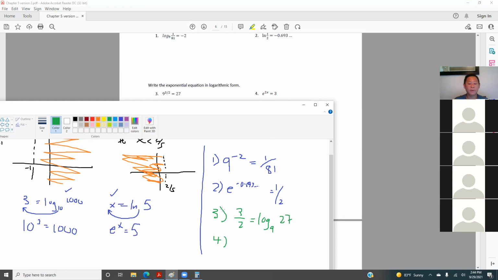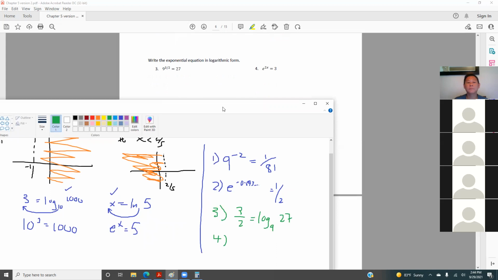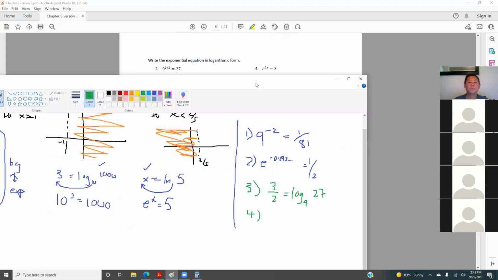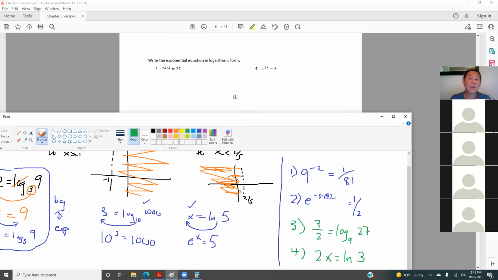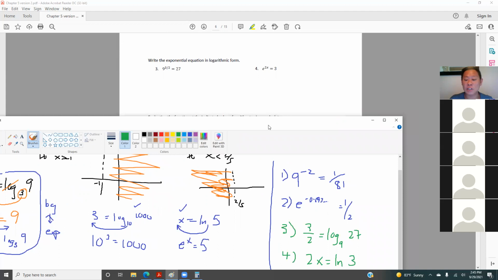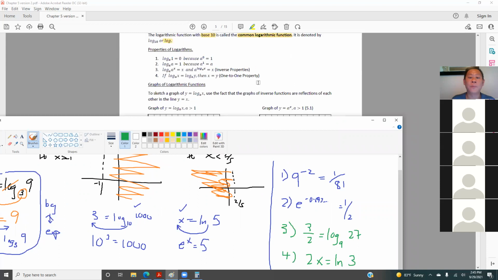Move the e over and you get what? This is easy, but you get what? 2x equals ln 3. Yep, that's correct. And we are not solving. Please don't solve for x. Just leave it like this. This is very important when you go to 5.4 when we solve equations. This is called changing from log to exponents or exponents to log, or in other words, move your base.